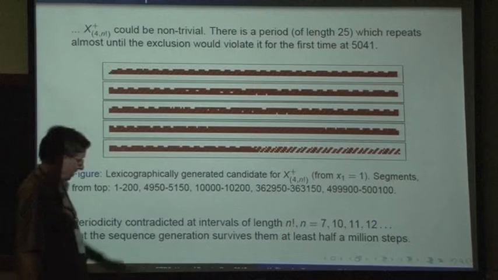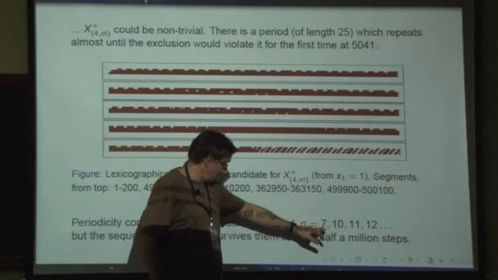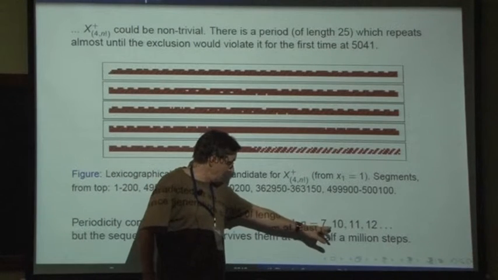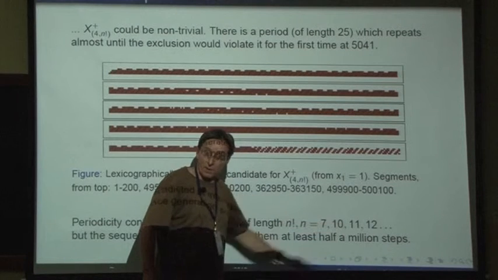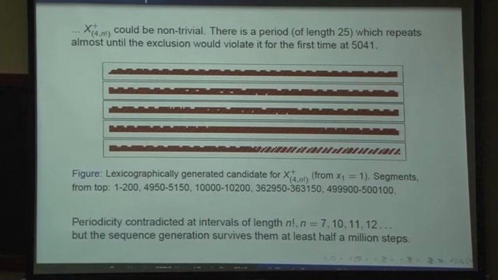And now, because this 25 divides any factorial bigger than 10, obviously, we know that there will be these contradictions coming forever. So then it's a bit unclear how this termination comes about, if it comes.